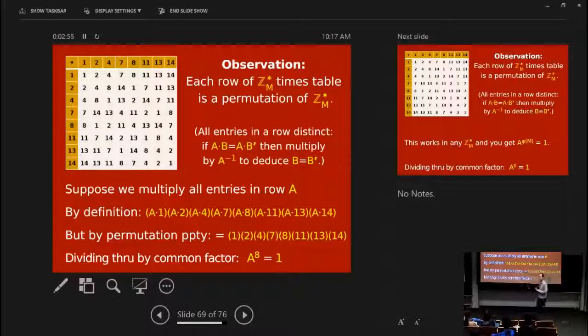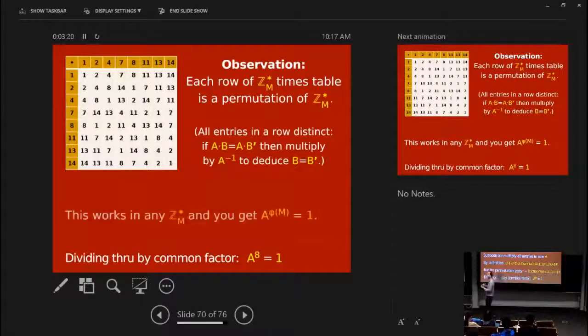Any question about that trick? I didn't really use any properties of 15 here. So what would this 8 be in general, if you're going mod m? It would be phi of m, because when you multiply everything in the row, you get a copy of a for each element in ZM star. And by definition, there are phi of m elements in ZM star.